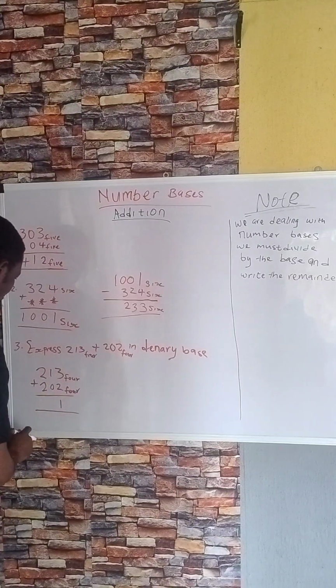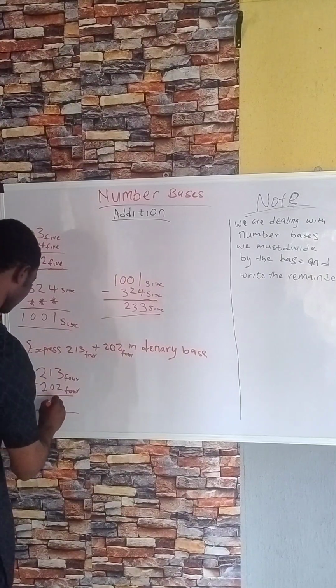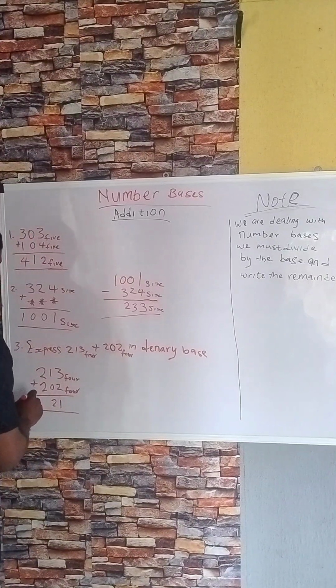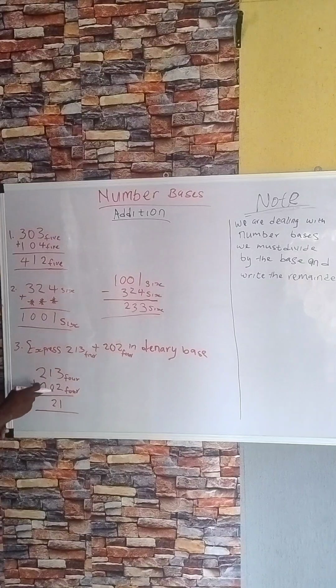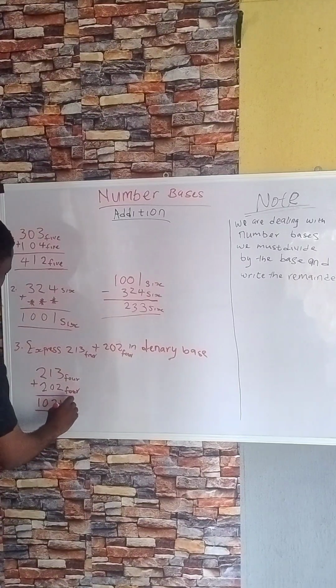2 divided by 4 will give you 0 remainder 2. So write down the 2, and there is no remainder. 2 plus 2 is 4. 4 divided by 4 will give you 1 remainder 0. So write down the 0 and move the 1 over to this place. 1 divided by 4 is 0 remainder 1. So write down the 1. So your answer will be 1021 base 4.